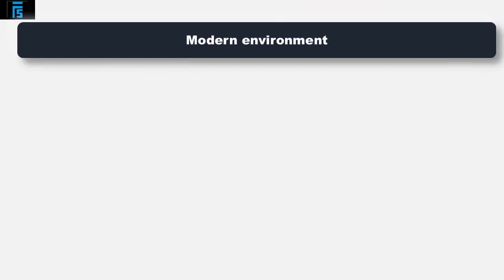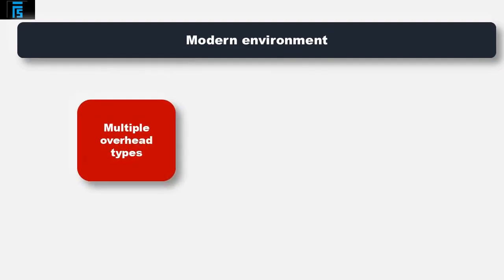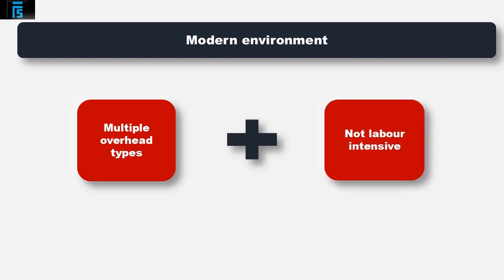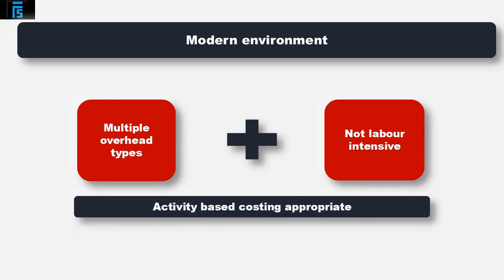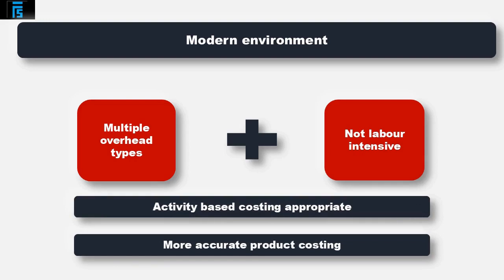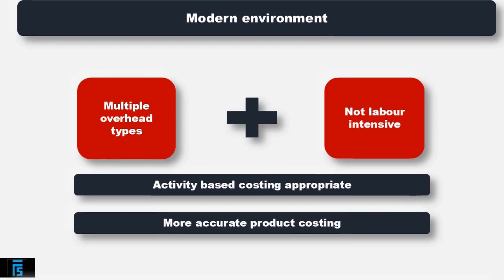In the modern environment, overheads relate to product design and research, customer service, and other such product-sustaining activities. Absorbing overheads based on production volume is no longer as relevant as it once was in the past. This supports the use of activity-based costing in the modern environment, resulting in a more accurate reflection of the overhead attributable to each product and thus a more accurate product cost.